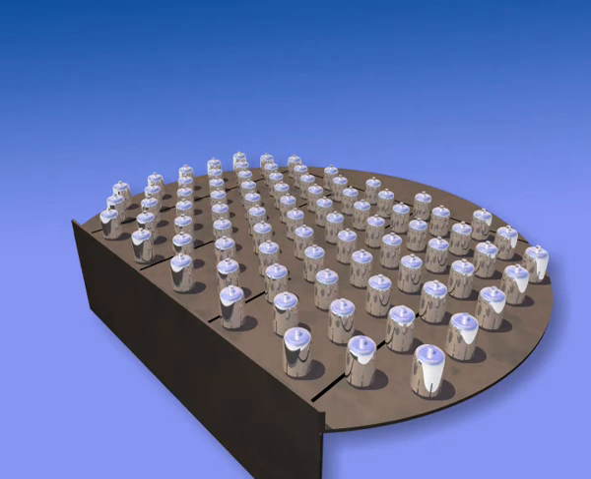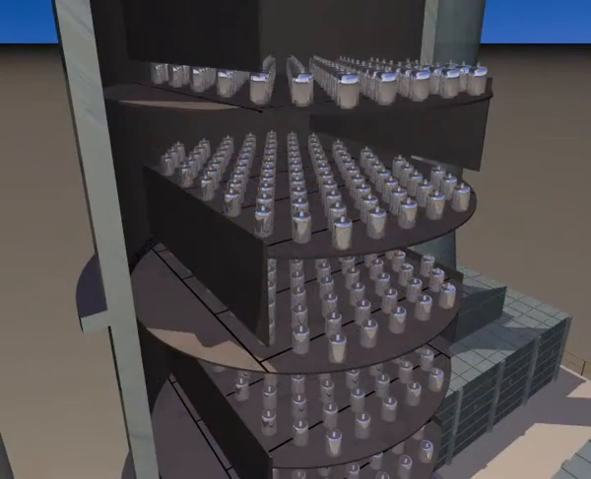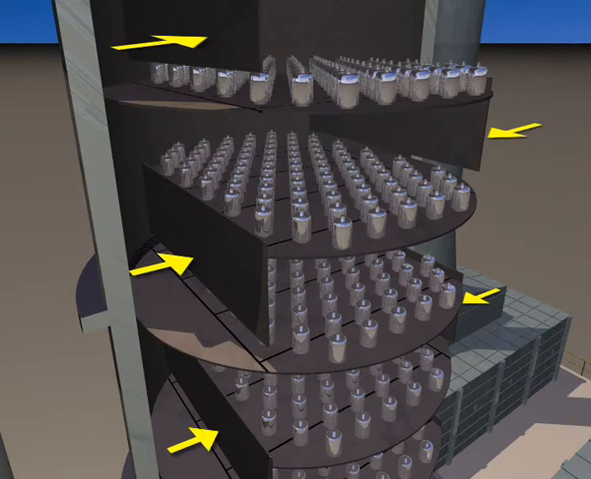On one side of the tray, a weir is positioned right above the downcomer. Each tray is oriented at a 180-degree angle from the trays above and below, alternating the position of the downcomer from left to right as we move from tray to tray.